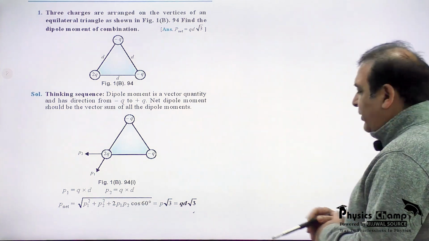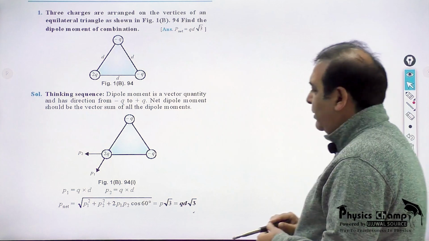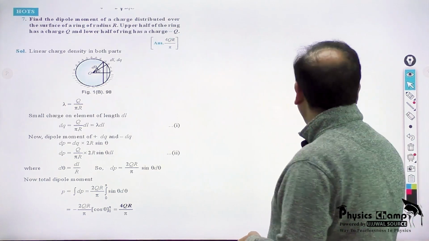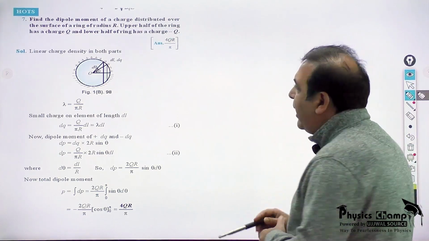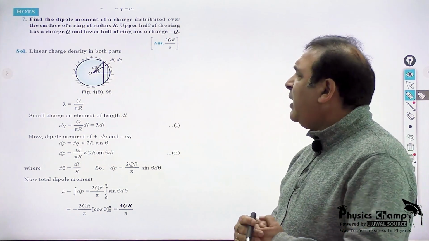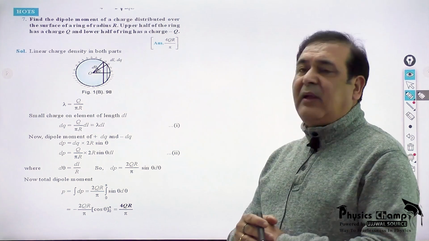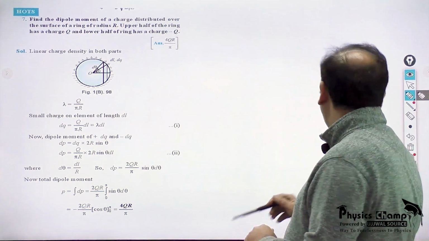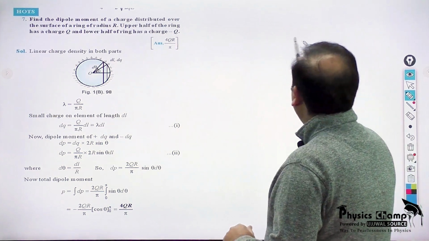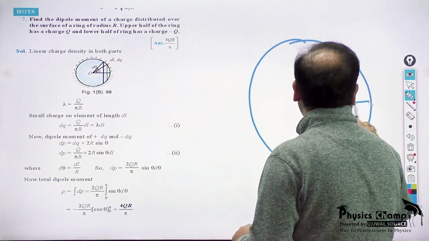Now the second question which I will take is a good standard question. Here we call it a higher order thinking skill question. Find the dipole moment of a charge distributed over the surface of a ring of radius r. So here you have a ring and it has a radius r.